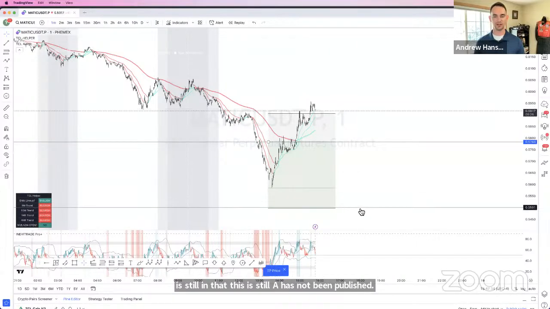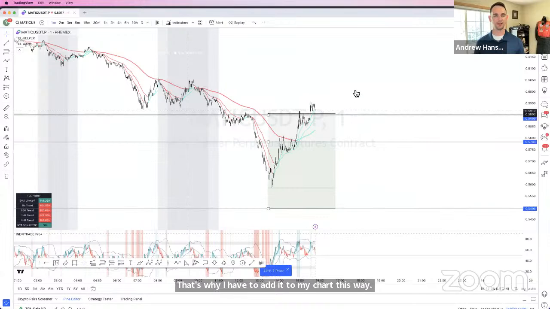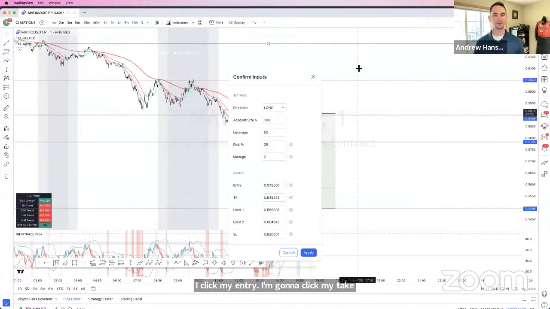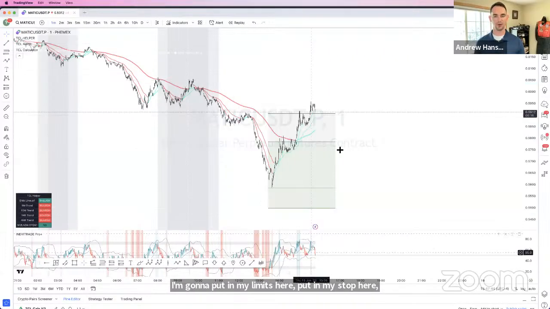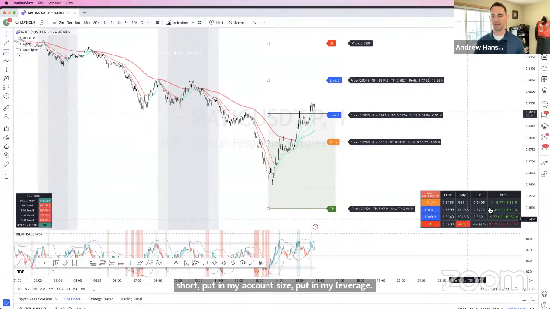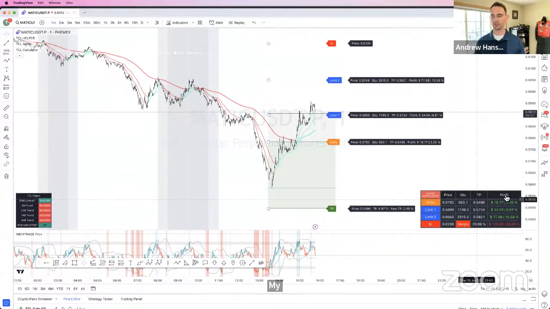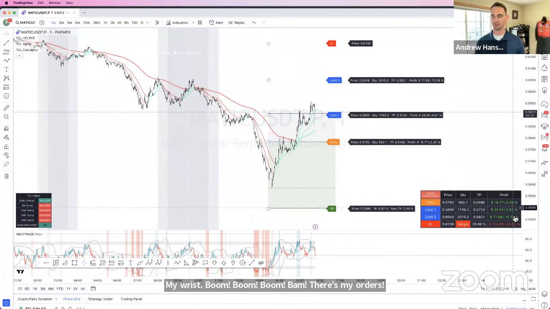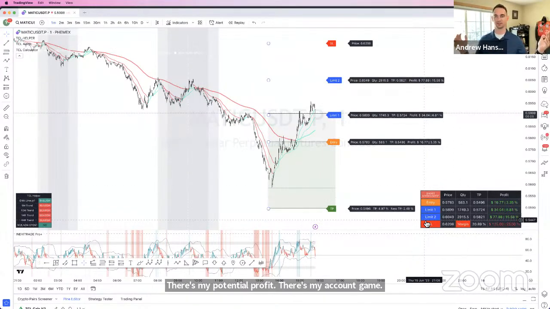I click my entry. I'm going to click my take profit. I'm going to put in my limits here, put in my stop here. Short, put in my account size, put in my leverage, my risk, boom, boom, boom, bam. There's my orders, there's my potential profit, there's my account gain. Just take this and put this into your trade exchange.